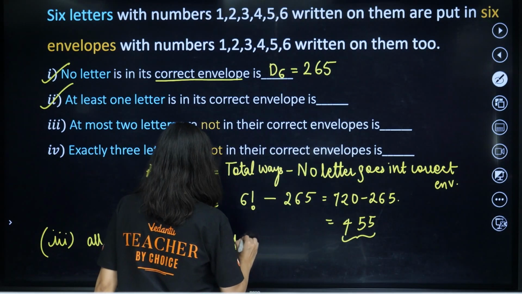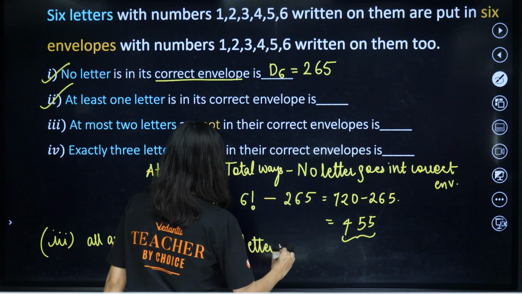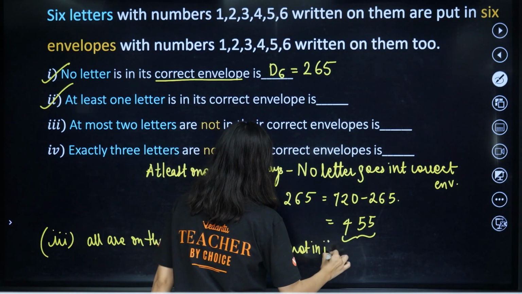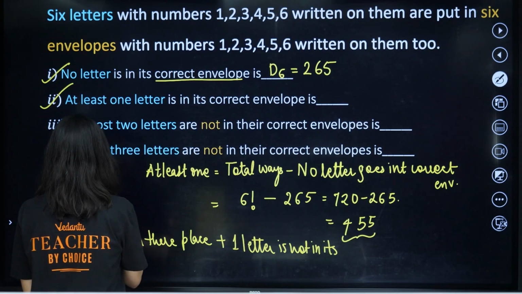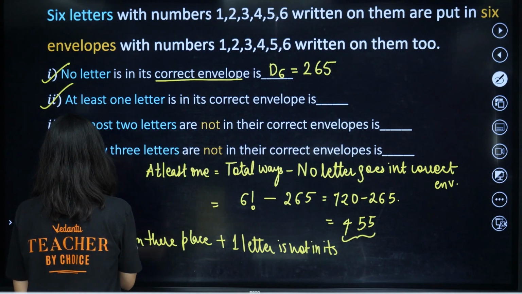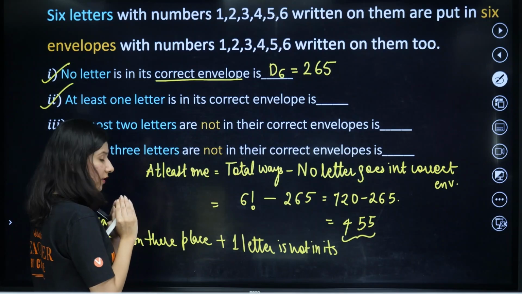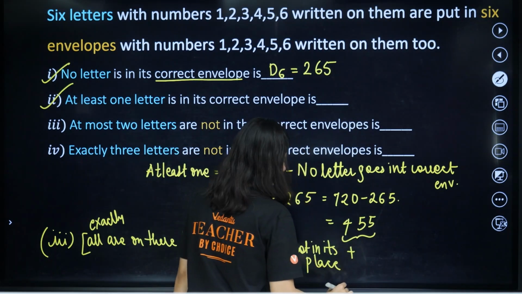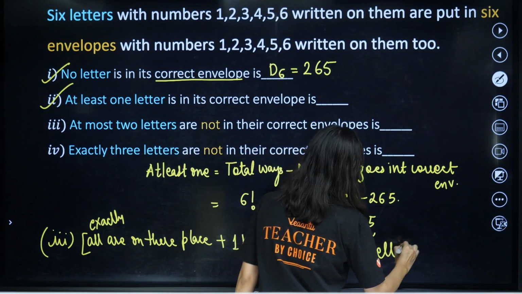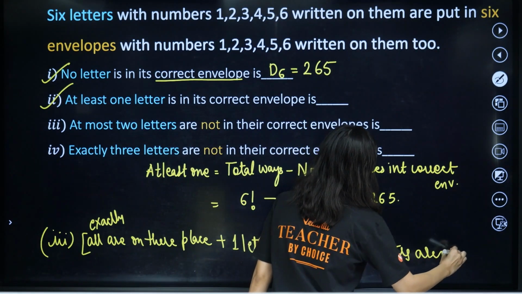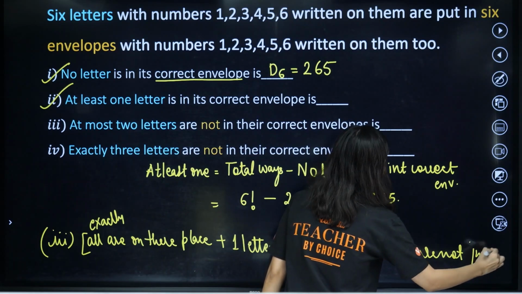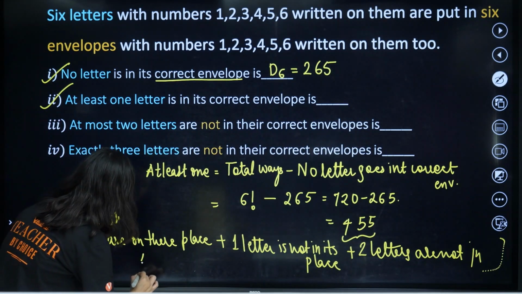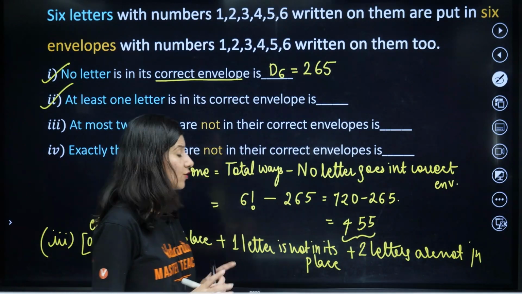Plus, okay, 1 letter is not in its place, and plus 2 letters are not in their place. I am talking about the exact thing. Exactly all are in their correct place, 1, plus exactly 1 letter is not in its place, plus 2 letters are not in their place.